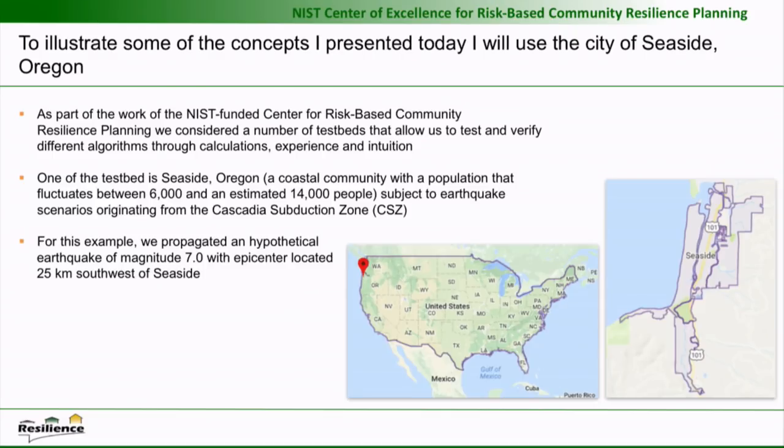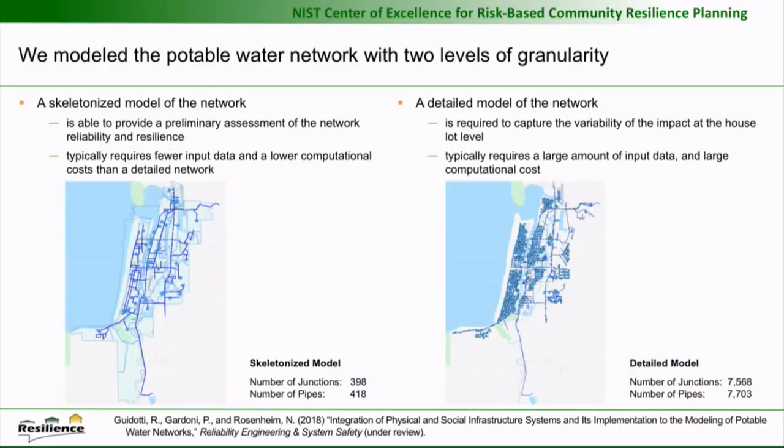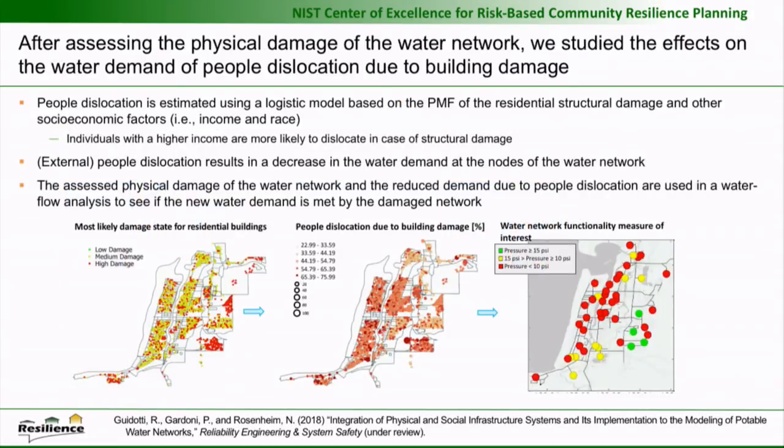For this example, we propagated a hypothetical earthquake of magnitude 7.0 with epicenter located 25 kilometers southwest of Seaside. We modeled the potable water network with two different levels of granularity. One is a skeletonized model of the network that I'm showing on the left, where we consider only the main water lines of 6-inch diameters or bigger. The other one is a detailed network model where we consider every line going to each individual home.